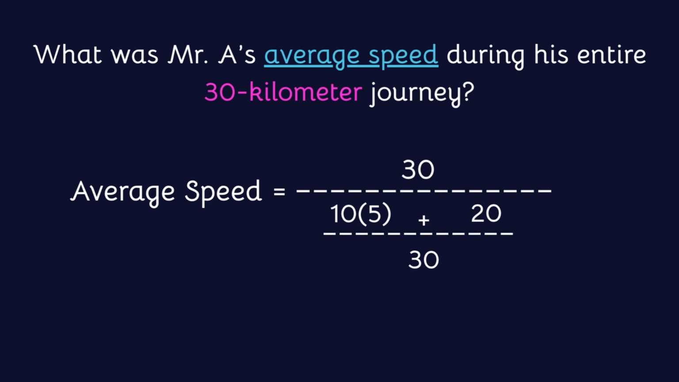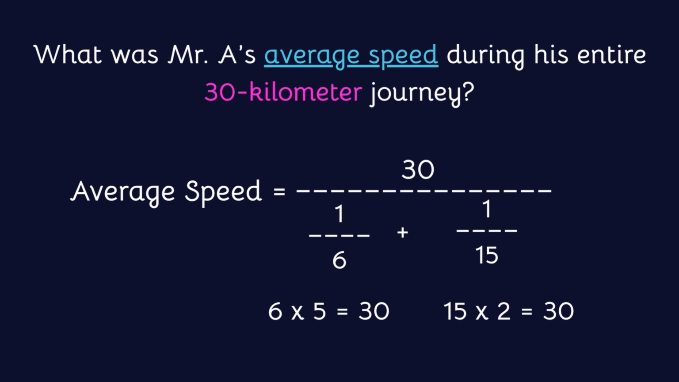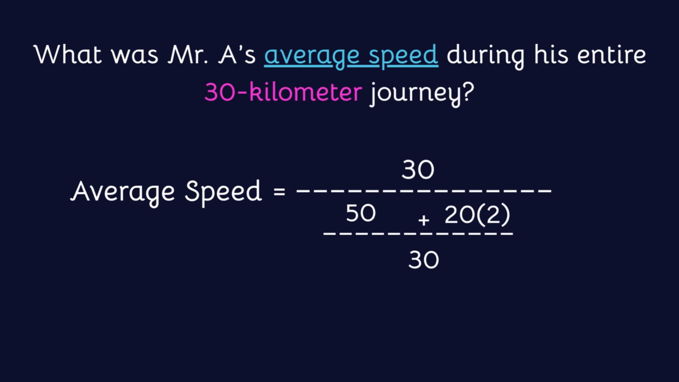So 10 times 5 will give me 50. And I need to do the same process to the other fraction, which is 15 times 2 will give me 30, and 20 times 2 would give me 40. Now we need to add 50 and 40. That will give me 90. So that will become 90 divided by 30.